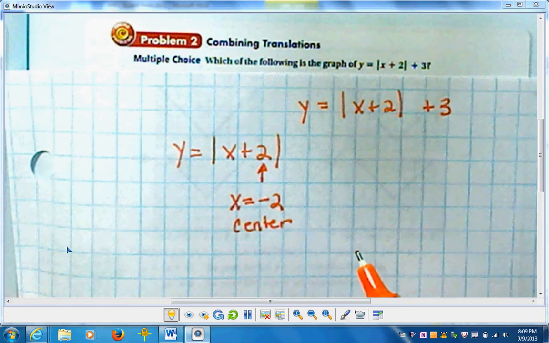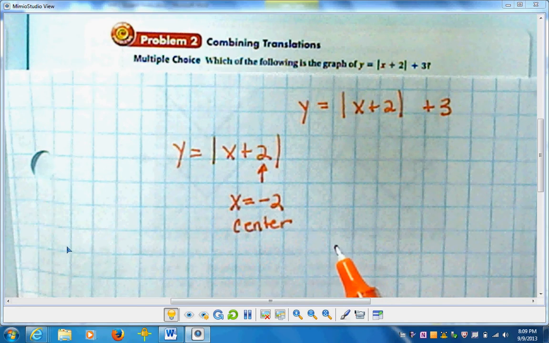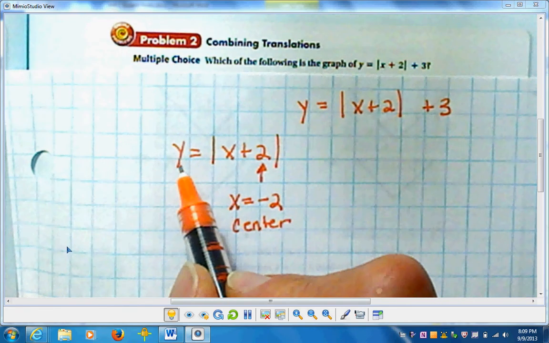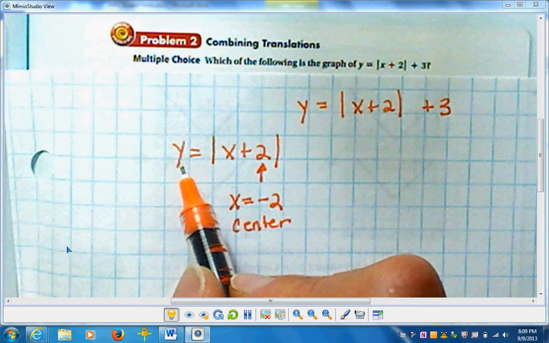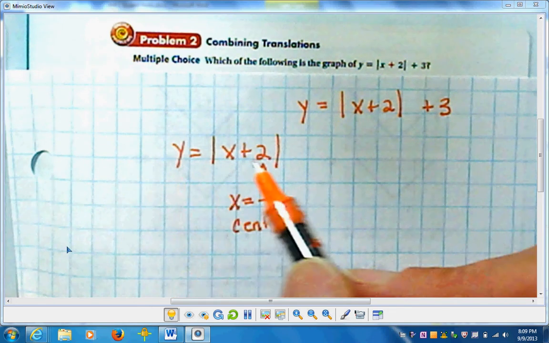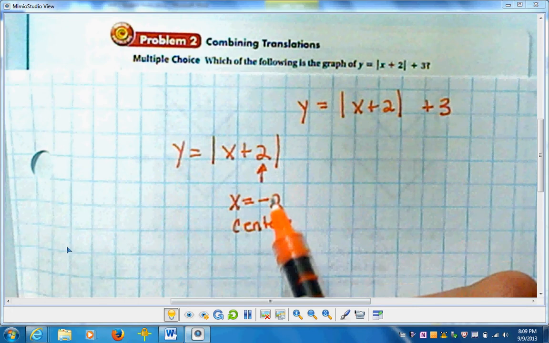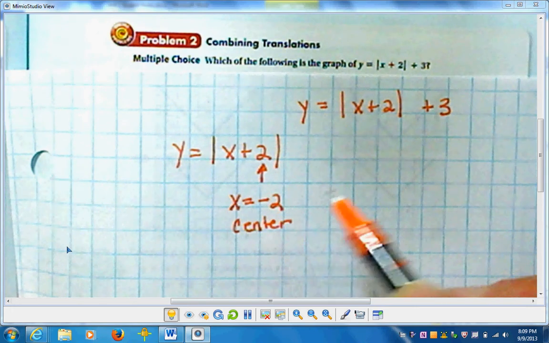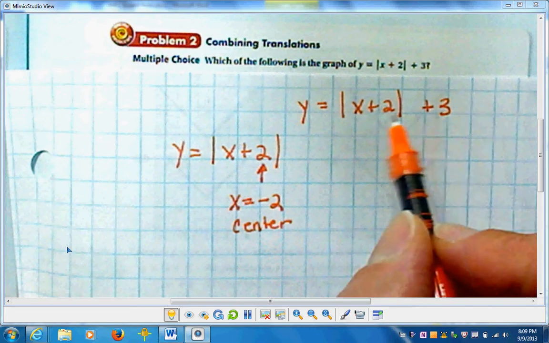And we know that from looking at absolute value problems on a number line. The only thing is that we don't know what the distance is. Our distance is represented here by y. So we don't know what that is. All I know is that my center has to be where x is -2. Okay, so let's look at what else is happening.